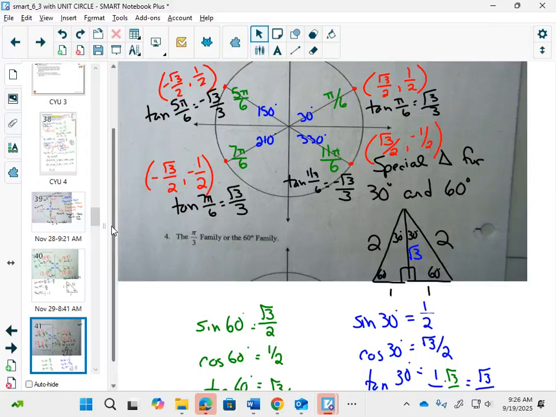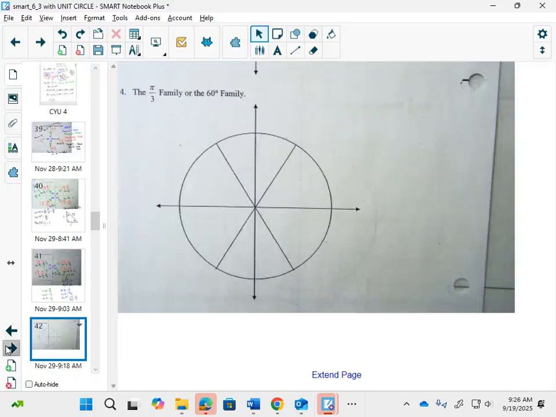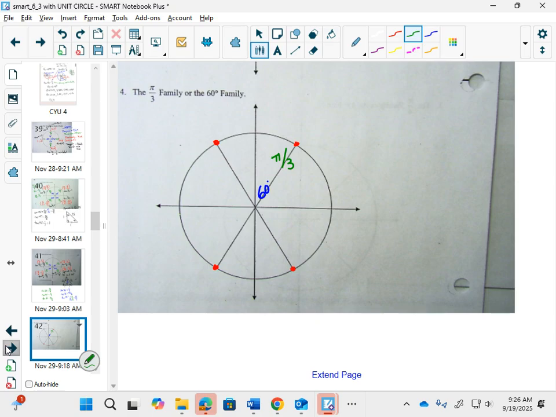Next, we've got our last family, the 60-degree family. These are the points on the unit circle for the 60-degree family. The 60-degree family in radians is pi over 3. Again, I'll give you a head start to fill in the other ones.